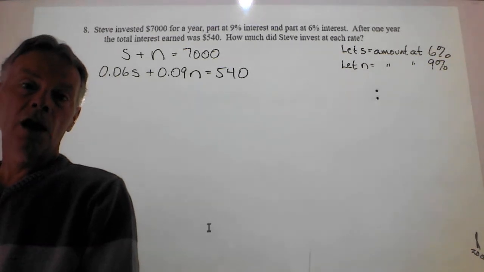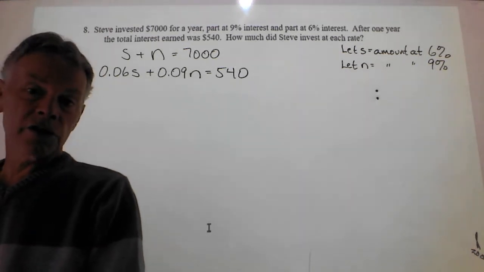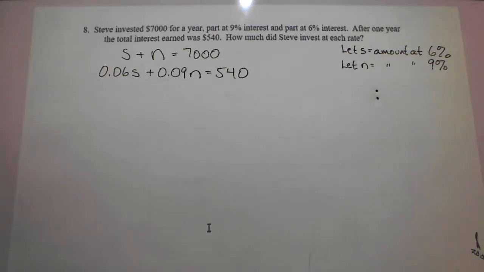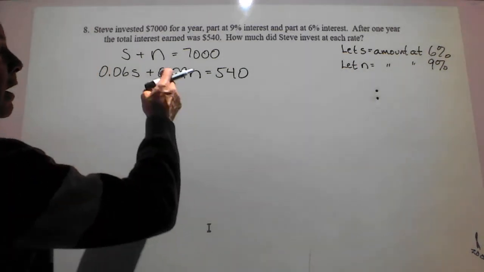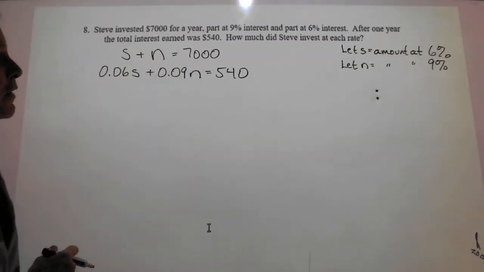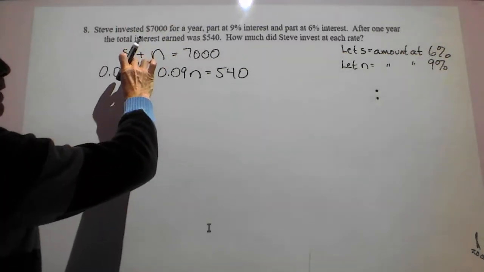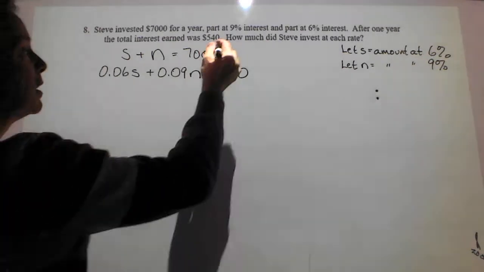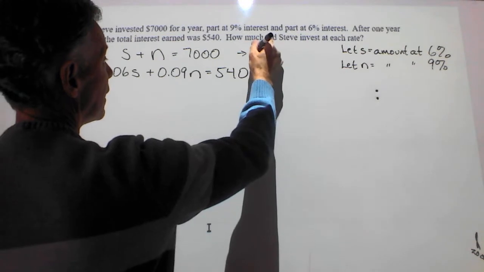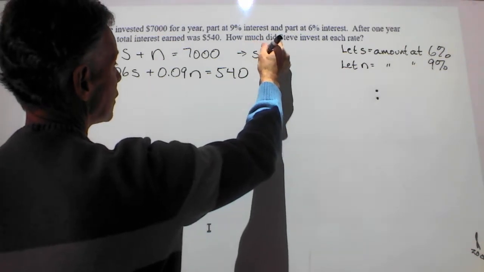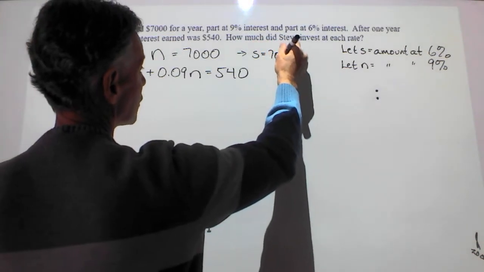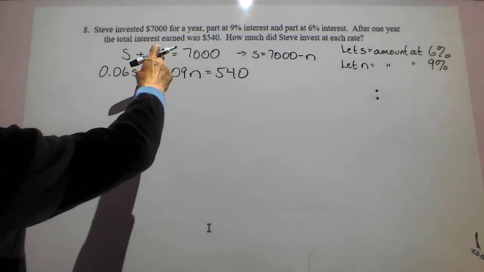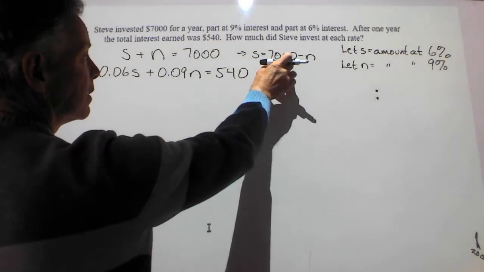Okay? So now that you have your two equations, it's just a matter of finding out where they intersect, right? Solving the system of equations. Now, I'm going to use substitution for this one because this first equation lends itself easily to isolating the variable. I'm going to isolate S, and that will give us an equation of S equals 7,000 minus N. Okay, I've just subtracted N from both sides to isolate.